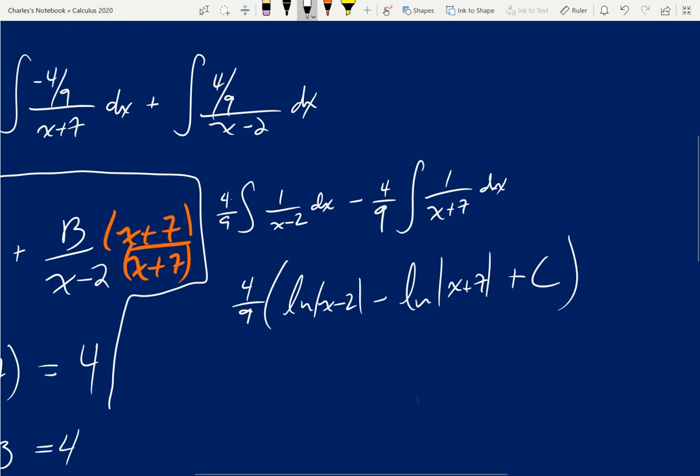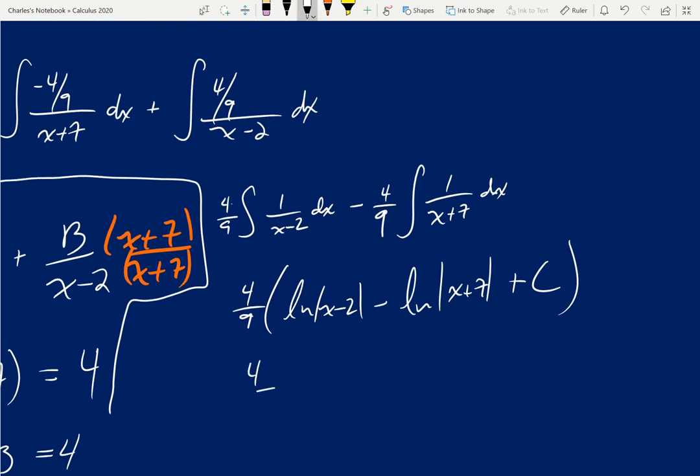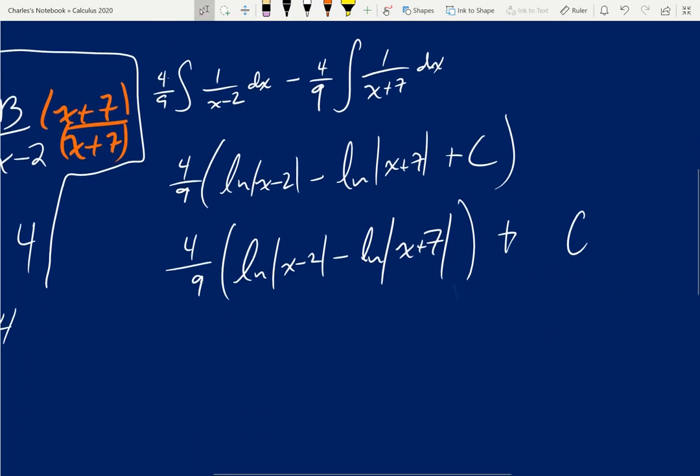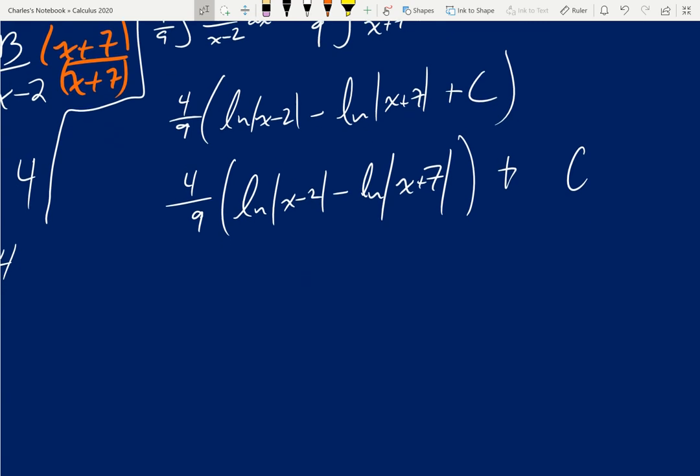And then you can really say, if you want, I could call this 4/9 times the natural log of the absolute value of x minus 2 minus the natural log of the absolute value of x plus 7. And then I could just keep this, and I could write 4/9 c, but I would never write the 4/9 because c is still just an arbitrary constant. And that's your answer. That's how partial fractions work. It's a little bit of legwork, but I think the process is intuitive.